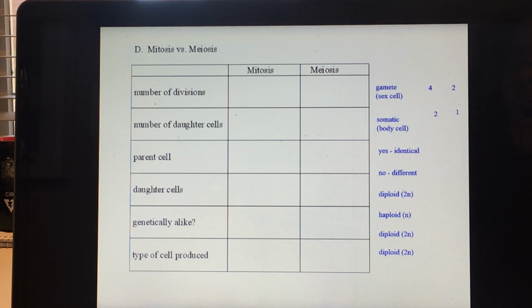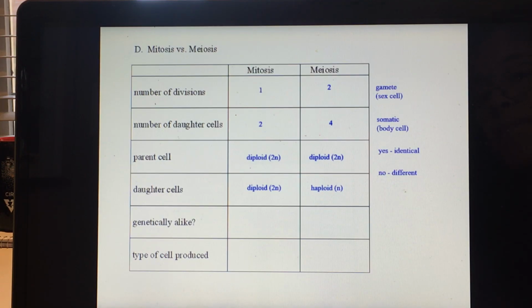So now let's compare mitosis and meiosis. In mitosis, the cells divide once. Meiosis has 2 rounds of division. At the end of mitosis, you have 2 daughter cells. And at the end of meiosis, you have 4 daughter cells. The parent cells in both cases are diploid. The daughter cells at the end of mitosis are diploid. The daughter cells at the end of meiosis are haploid.